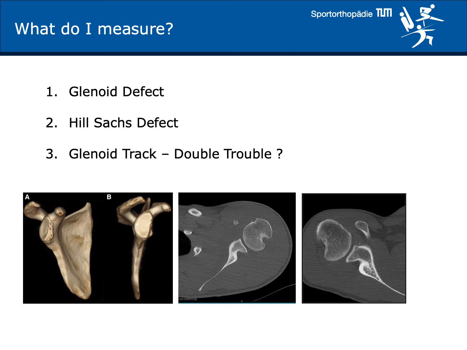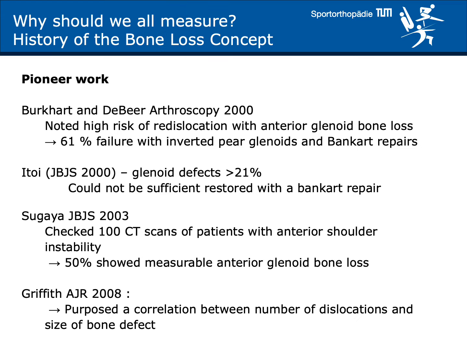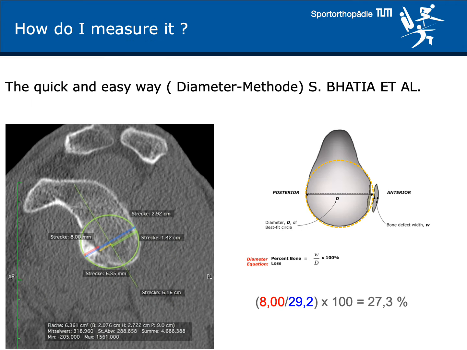What do I measure? I measure on the glenoid side, I measure on the Hill-Sachs side, on the humeral side, and together the track. Why should we all measure? The history is important. Pioneering work was done by Steve Burkhart and Joe DeBeer in 2000. They noted a high risk of redislocation with anterior glenoid bone loss, 60% failure. Itoi could biomechanically show us that 21% is a problem with a Bankart repair. Sugaya checked 100 CT scans and saw a lot of bone loss, in 50% of these cases.